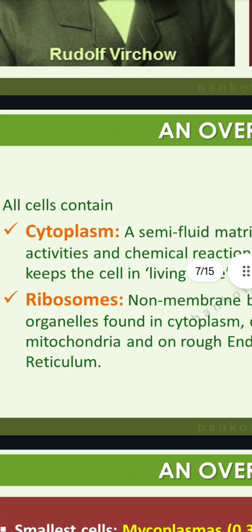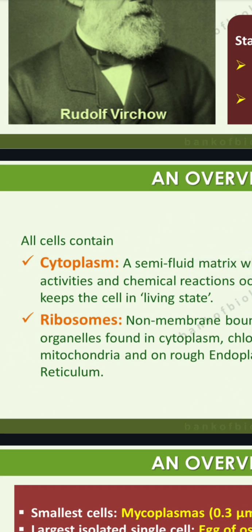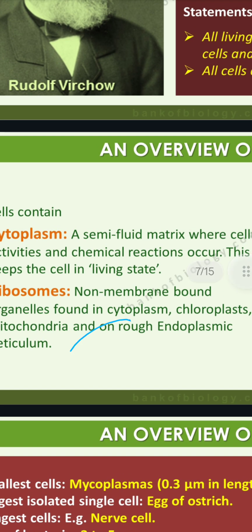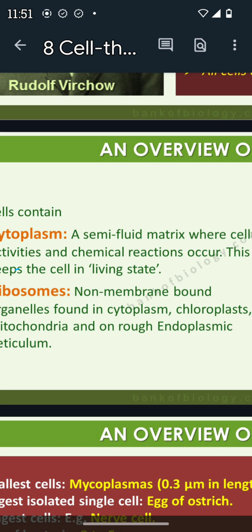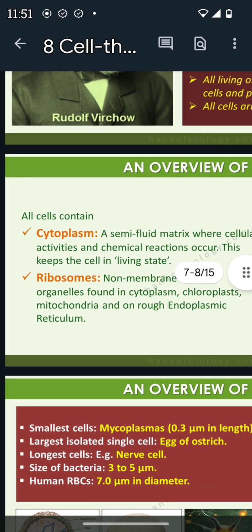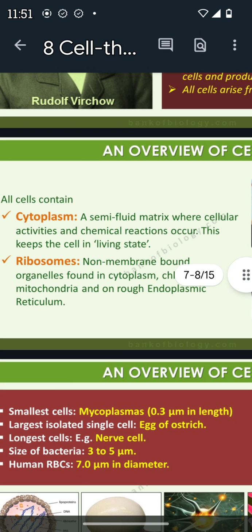Okay, and one thing to note is that almost all the cell activities and chemical reactions occur in the cytoplasm only. This keeps the cell in a living state. If no life chemical reactions or life processes take place, the cell cannot be in a living state.